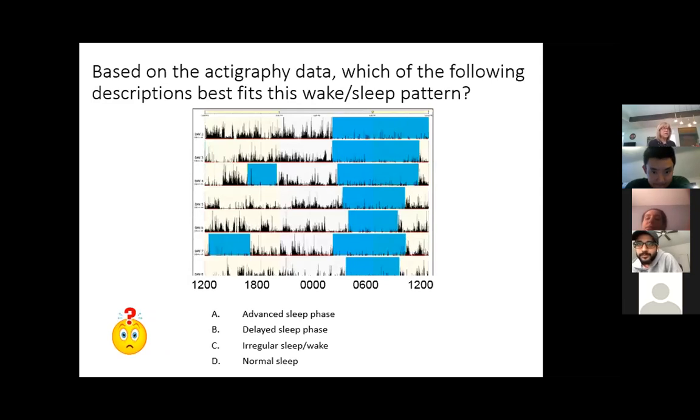Based on this actigraphy data, which of the following descriptions best fits this pattern? All right, somebody tell me, what time is the person getting into bed and what time is the person waking up? Maybe delayed. Could call this delayed. So getting into bed around 2 a.m. or so, and then getting up on average anywhere between 10 to 12 in the morning.